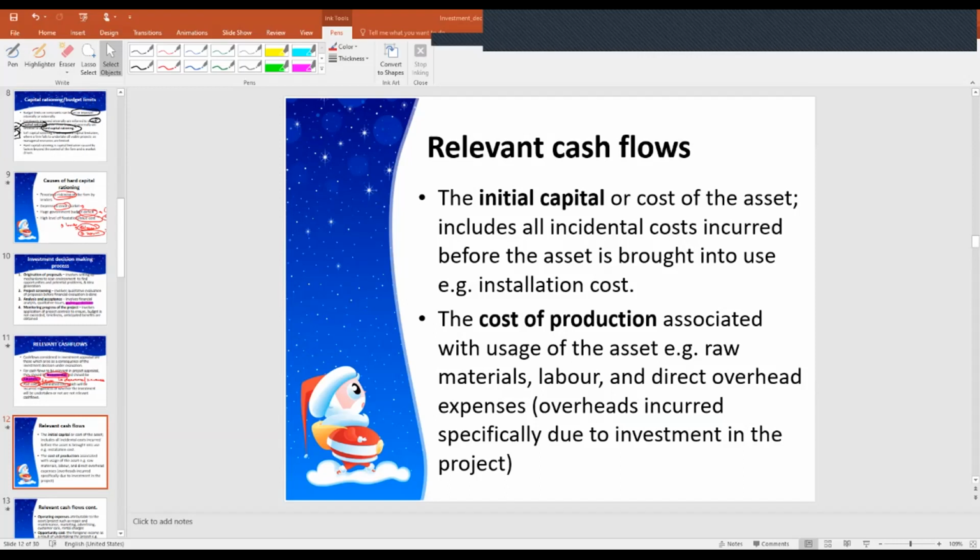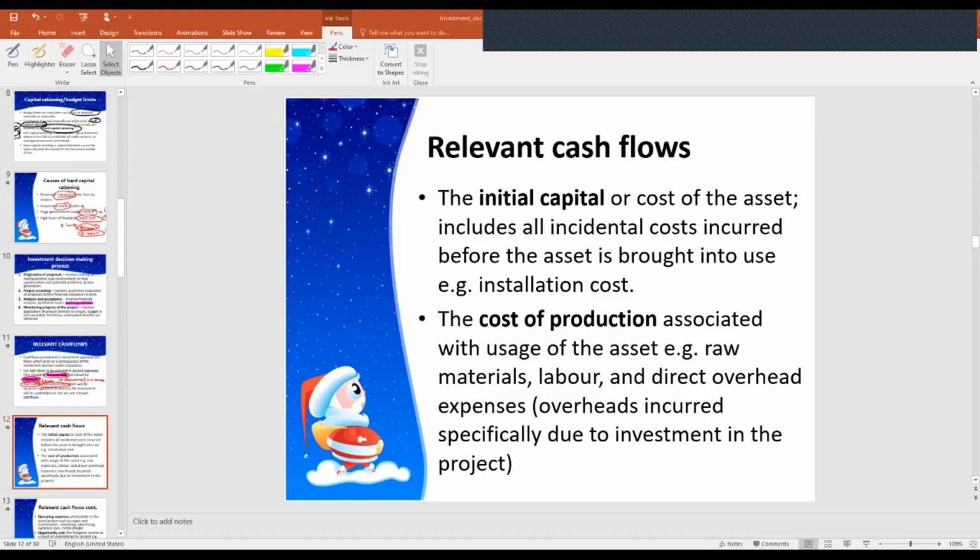So one of the relevant cash flows which you incur today is the initial capital, the initial cost of the investment. What that means is that as at year zero, if you're going to purchase this machine, how much do I need to pay for it? That's the initial cost.